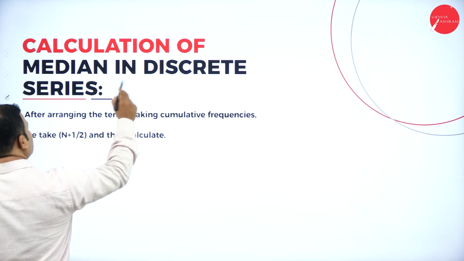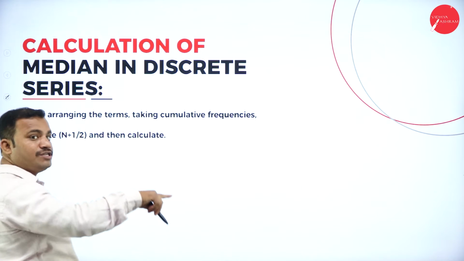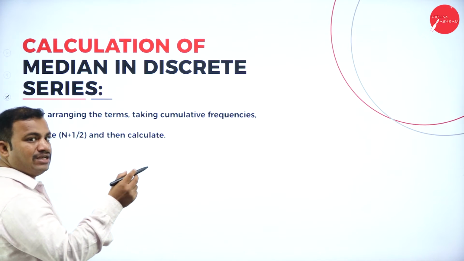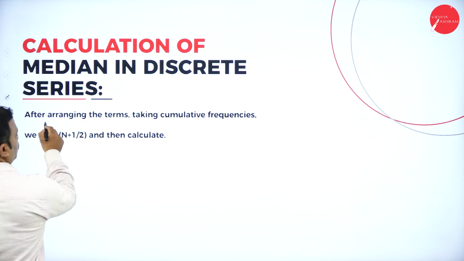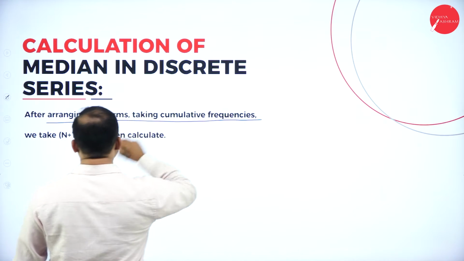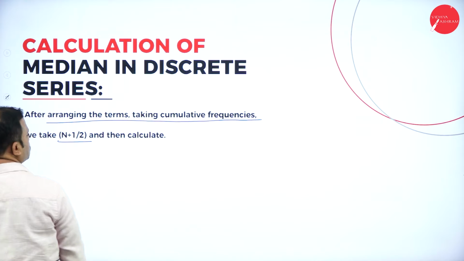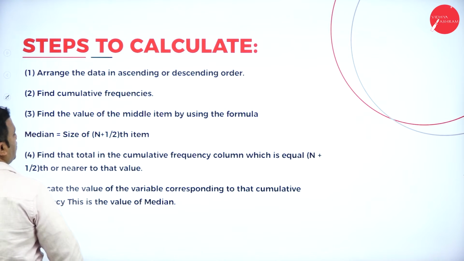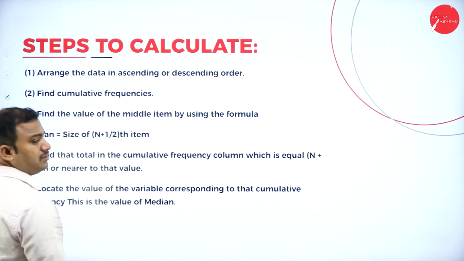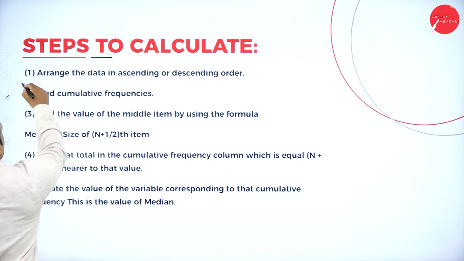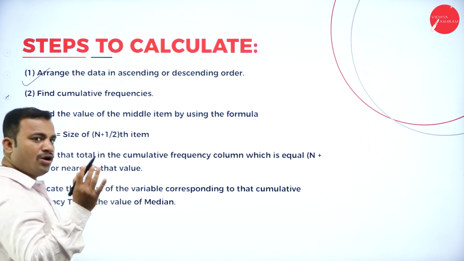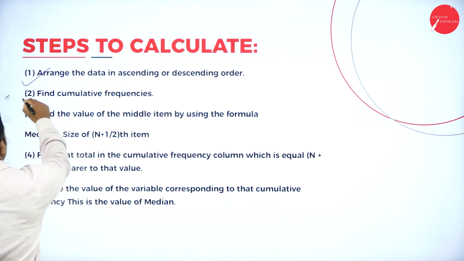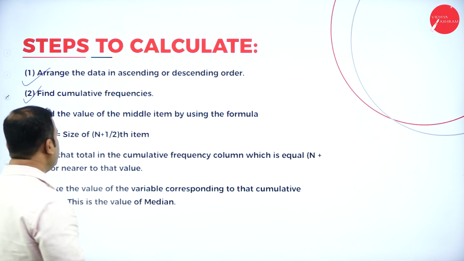Calculation of median in discrete series, that is for individual series. Now we shall see the discrete series. After arranging the items, taking cumulative frequencies and using the formula n plus 1 by 2, we calculate it with an example. Here, the steps involved are: first arrange the data items either in ascending order or in descending order. Then find the cumulative frequencies.